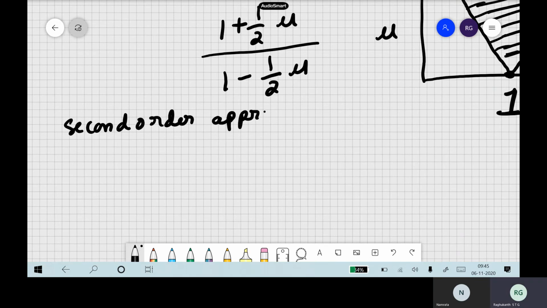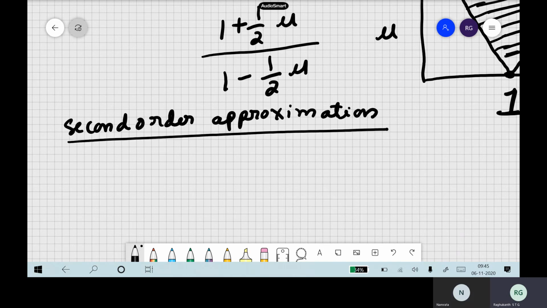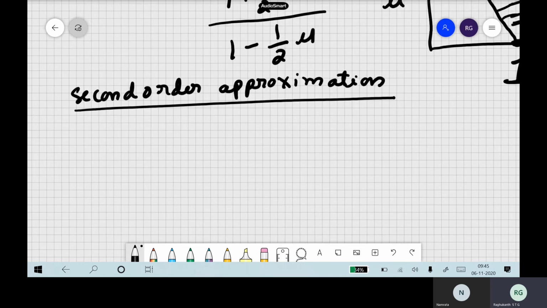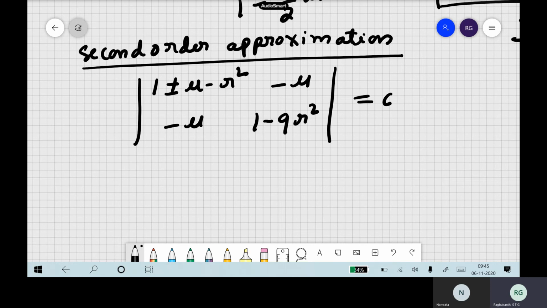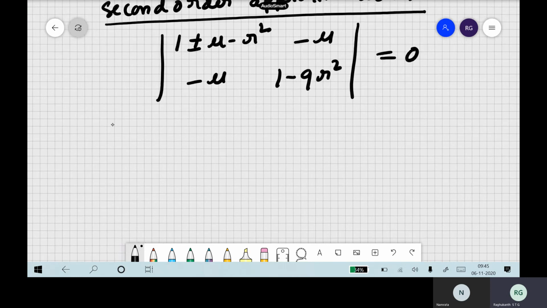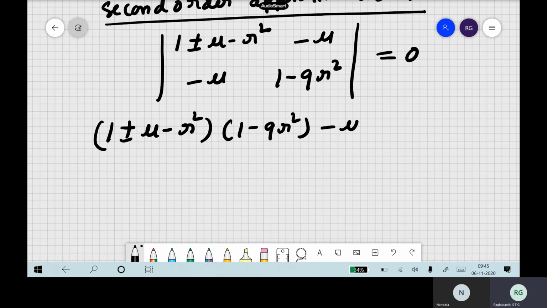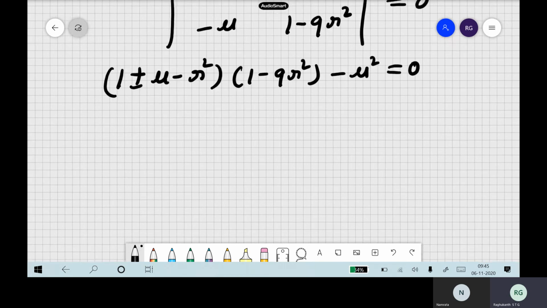Second order approximation means what you have to do? Include two terms in the Fourier series. Then you will get a matrix: 1 plus r minus mu minus r squared, then minus mu, then minus mu, 1 minus 9 times r squared. For the first root only, we are doing second order approximation, with periodicity 2T only. So the determinant becomes 1 plus mu minus r squared into 1 minus 9 times r squared, minus mu squared, is equal to 0. Now you have to solve for mu.